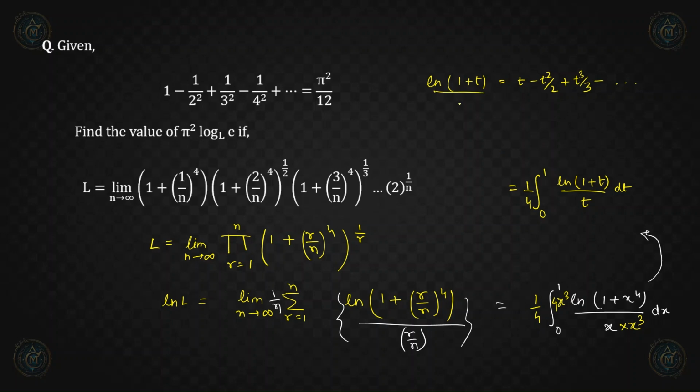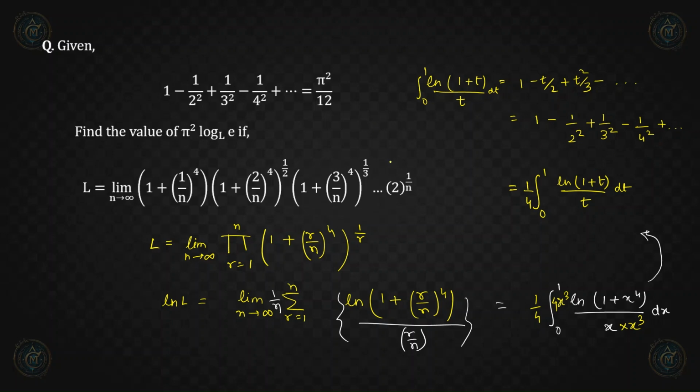So what will be our log of 1 plus t divided by t? This will be simply 1 minus t by 2, plus t square by 3, minus, and so on up to infinity. So what will be the integral from 0 to 1? The integral will be 1 minus 1 by 2 square, the next term will become 1 by 3 square, minus the next term 1 by 4 square, like this. And if you closely observe, this is the series that is given to us in the problem statement.